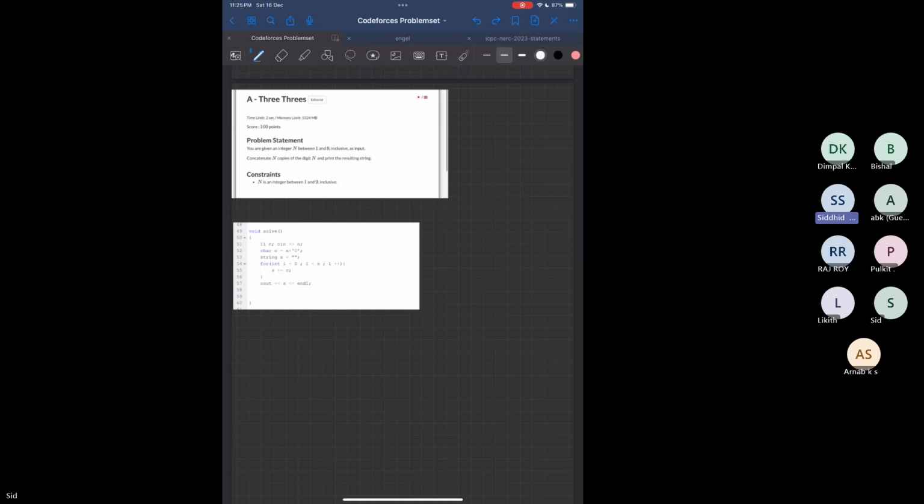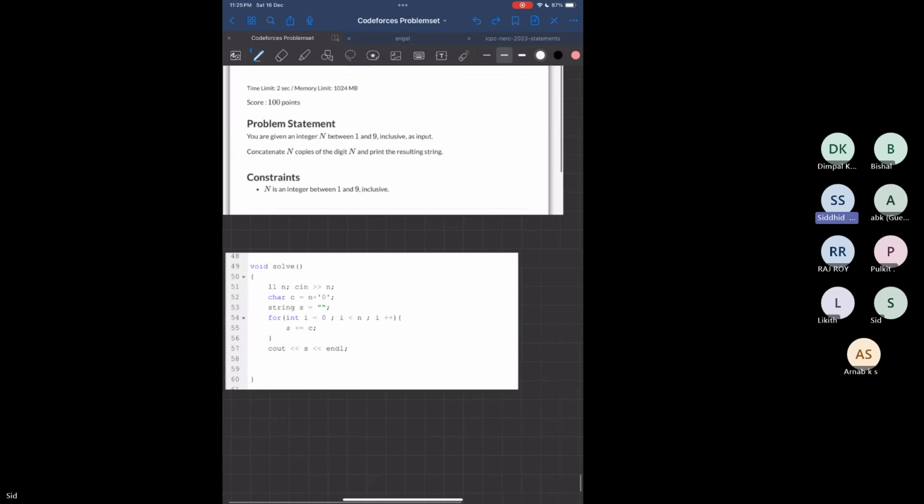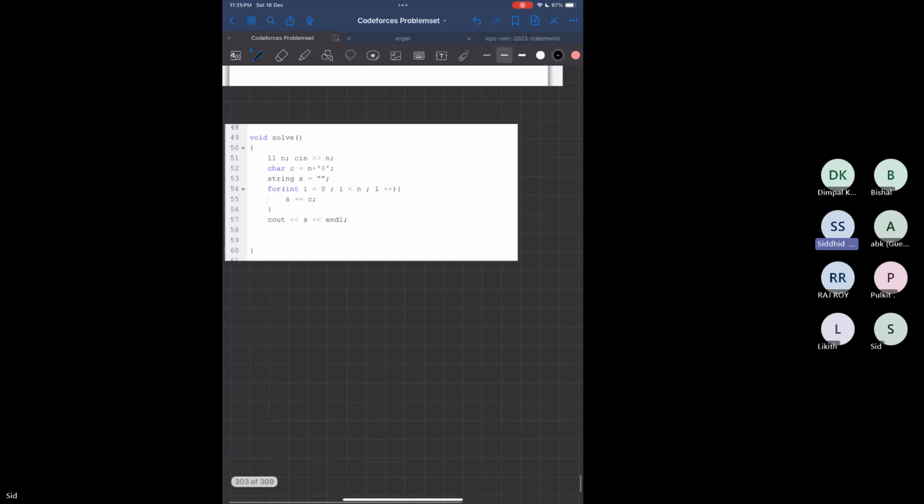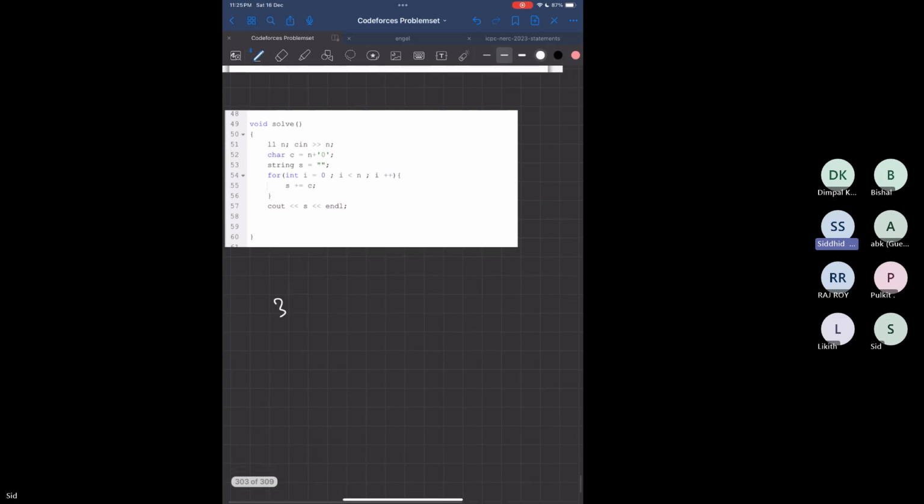So let's get started. In question number A, we are given an integer n between 1 and 9, and we need to concatenate n copies of the digit n. So basically what the question means is, suppose we are given 3, then we need to make 3, 3, 3. If we are given 5, then we need to make 5, 5, 5, 5, 5.